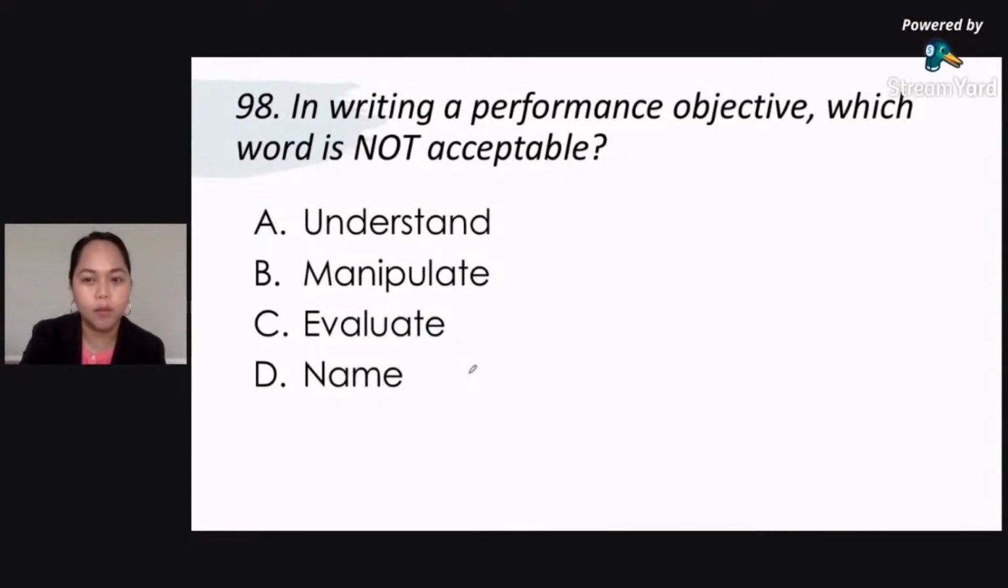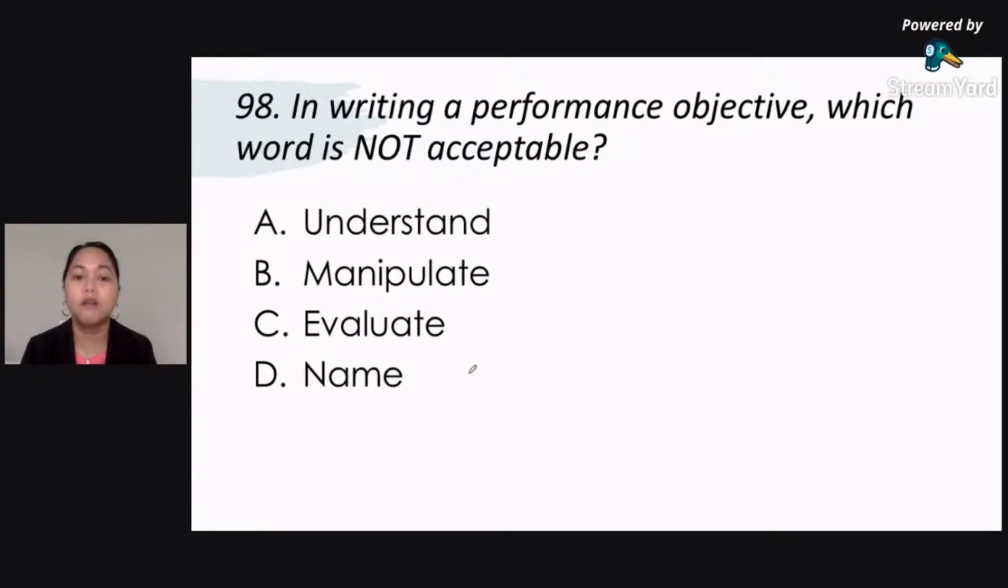In writing a performance objective, which word is not acceptable? Saan dito yung hindi acceptable? When you are making your learning objectives, when you are having your practice teaching and you were made to make your lesson plan, saan dito yung hindi ina-accept ng iyong practice teaching supervisor? Okay, saan? Is it understand, manipulate, evaluate, or name? Saan yung hindi ginagamit whenever we make or we write our lesson objectives? Hindi siya ginagamit because it is very difficult to gauge it. It is very difficult to measure it.